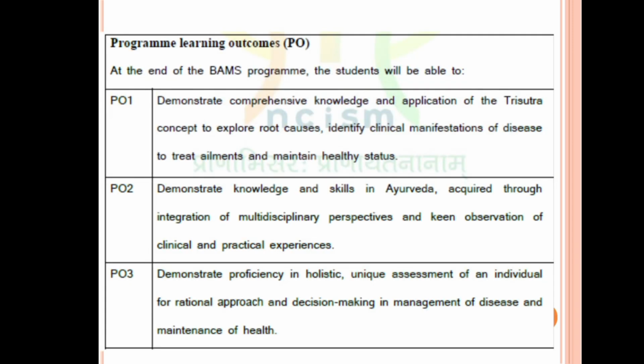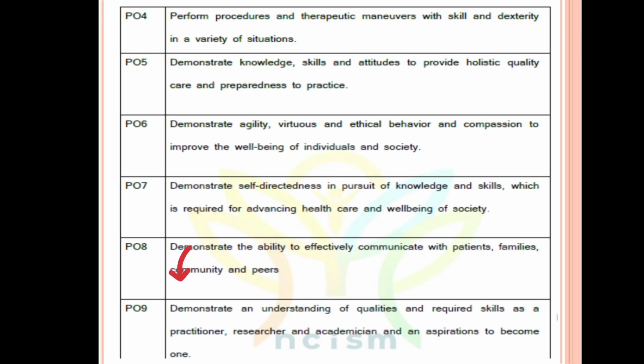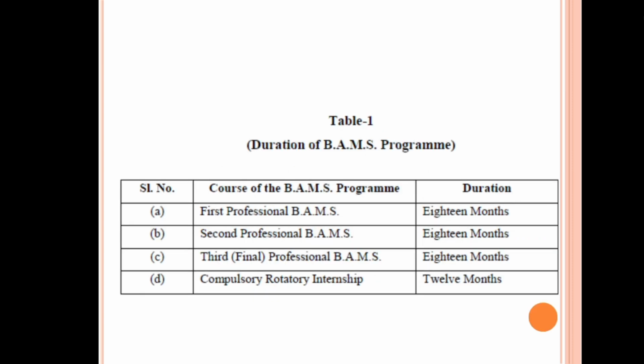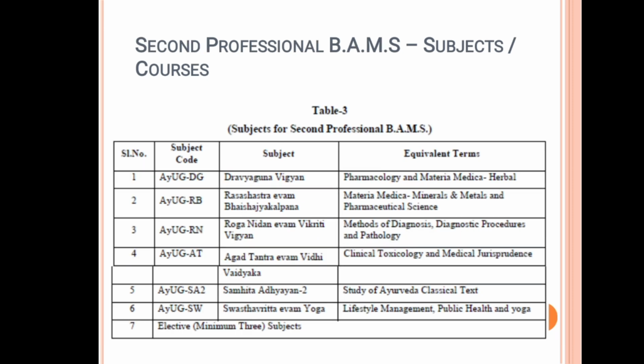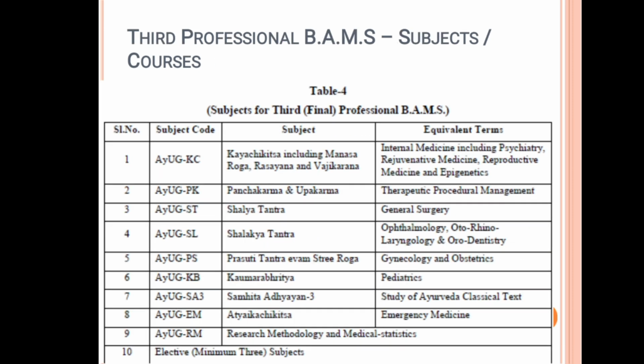Now program learning outcome, as you see there are a total of 9 program outcomes, and they are the same as mentioned in graduate attributes. So this is the overall BAMS program that all of us know. These are the subjects or courses in first professional. These are in second professional. These are in third professional. Agad Tantra, what we can see additional here, and students must know the subject code of each course or subject.